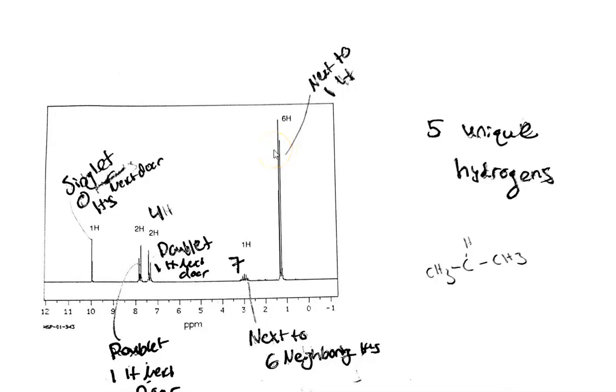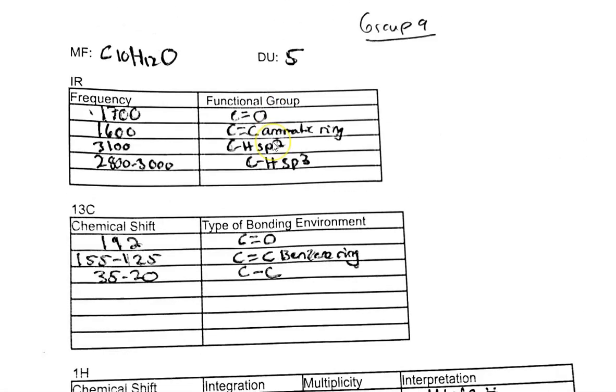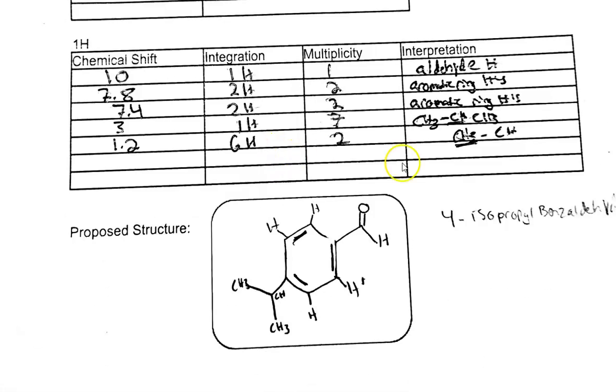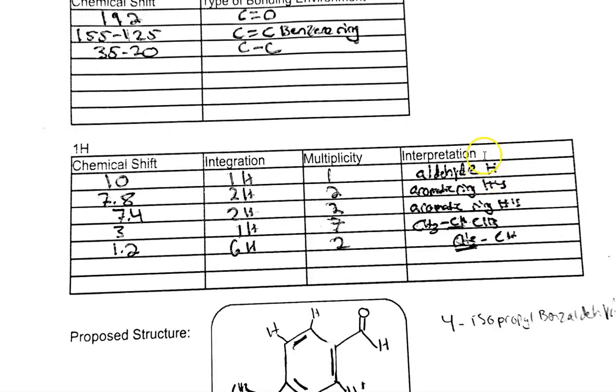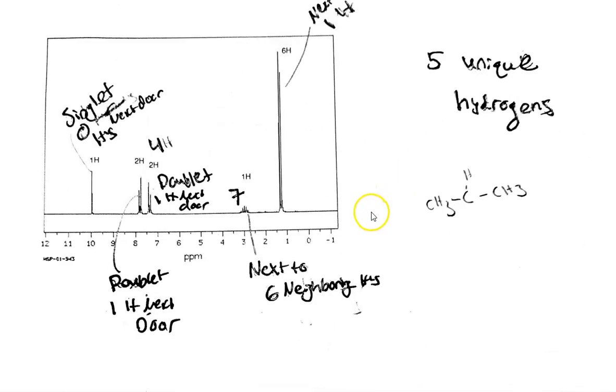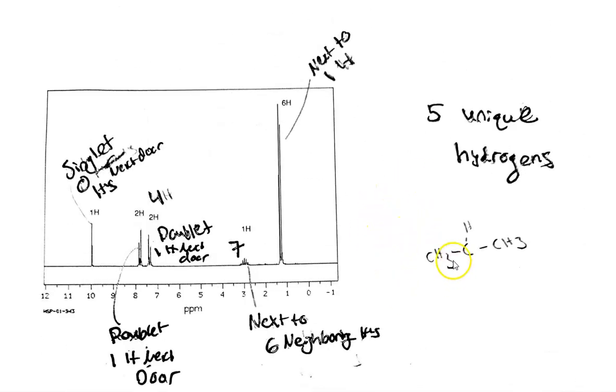So that one would indicate, as I put here, a CH3 attached to CH. That would make sense, because this is saying that there's one neighboring hydrogen, so it would be CH3 attached to this CH right here. And there's 6 of them, and these are equivalent, so CH3, CH3, so that's 6 hydrogens.